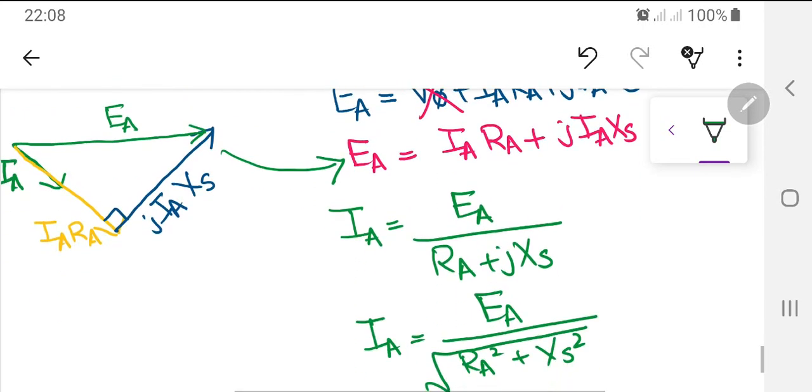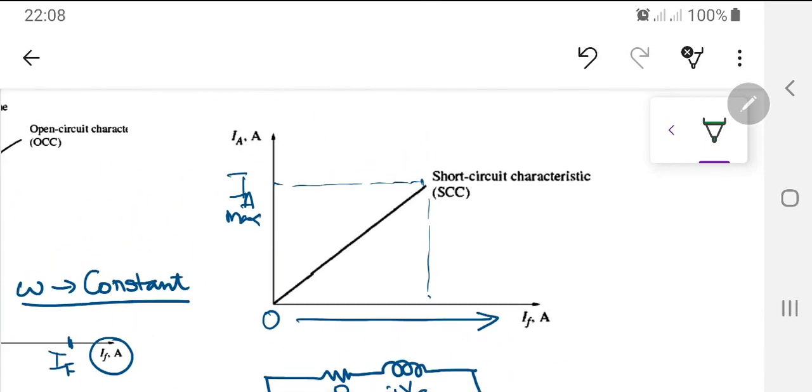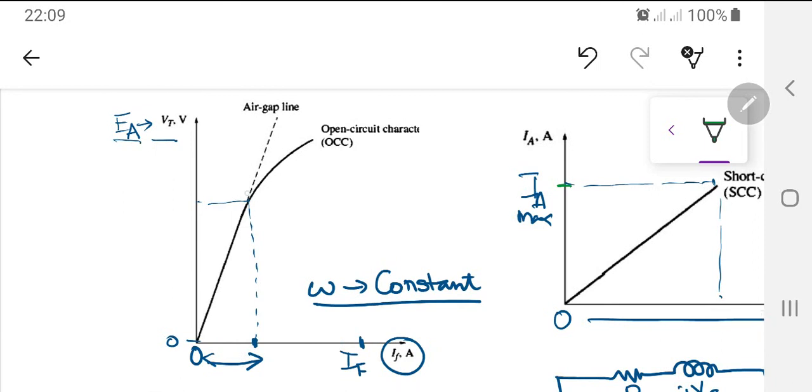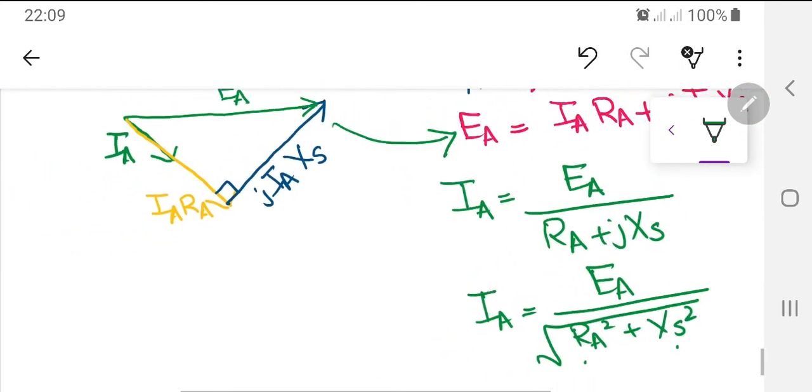So what is happening over here, since RA and XS square, they are very small values, EA is still very small, because why? The field current which you are providing over here is very small. It's not going to go even towards the rated value, but you are going to reach the IA max. So this is going to be a straight line. The core is never saturated over here. It's an unsaturated core over there, and in the open circuit it saturated a little after it was going to bypass, or going to go away from the air gap line over here. So this is the phasor diagram over here and the equation.